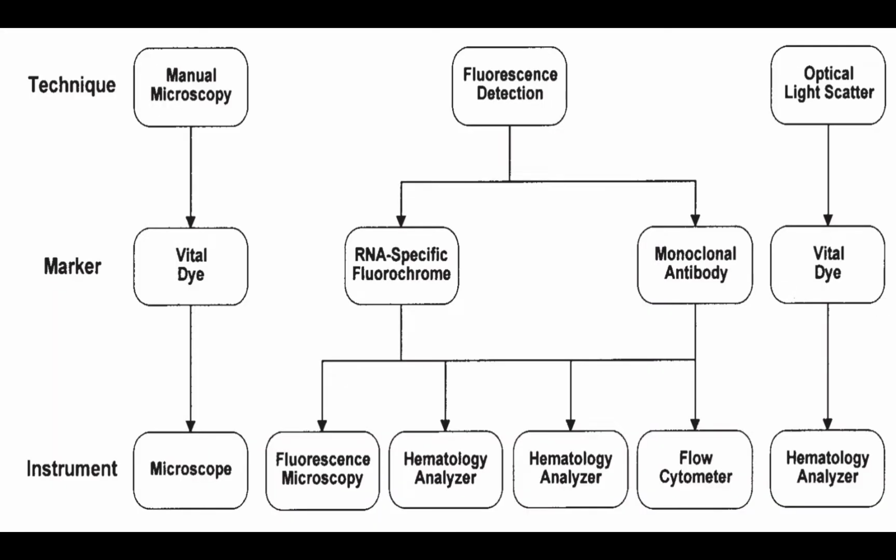Now, here is the flowchart. The first technique is the manual microscopy method, in which the marker is a vital dye and the instrument is a microscope, which is generally and commonly used in medical colleges. The newer methods include optical light scatter, in which the marker is also a vital dye, but the instrument is a hematology analyzer. While in fluorescent detection, RNA-specific fluorochromes and monoclonal antibodies are used, which can be detected by fluorescent microscopy, hematology analyzer, or flow cytometry.